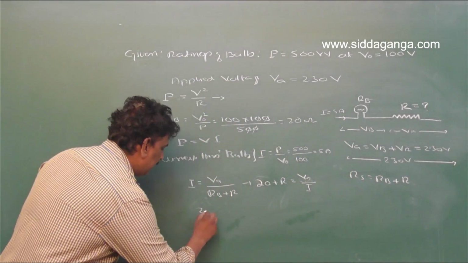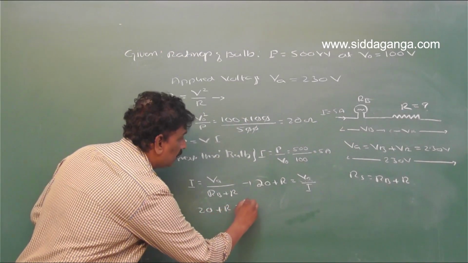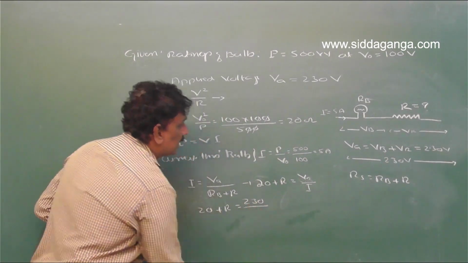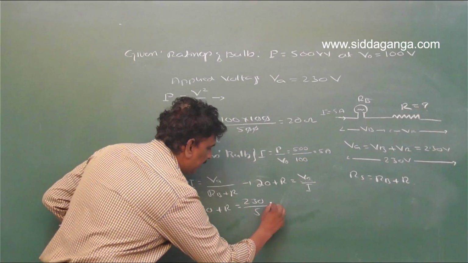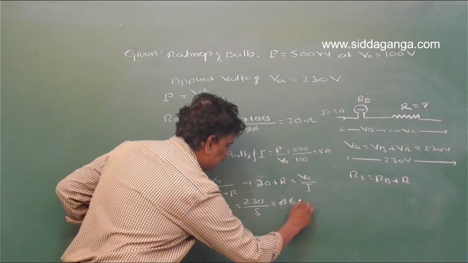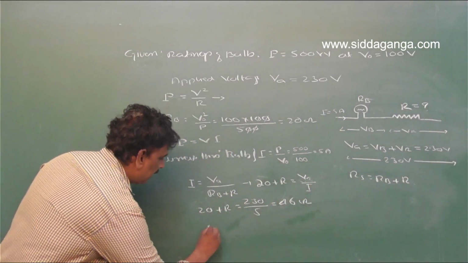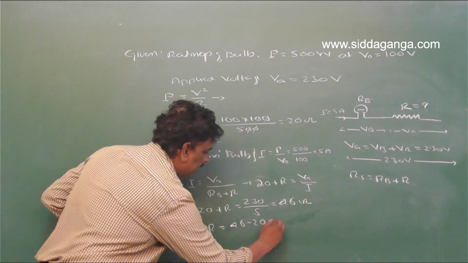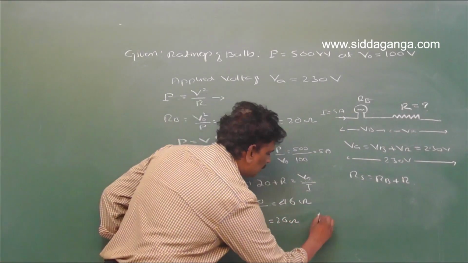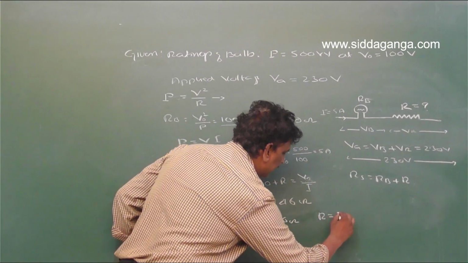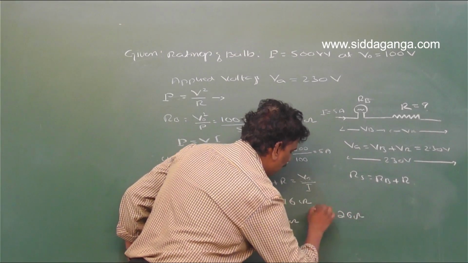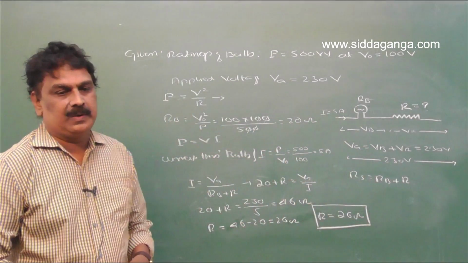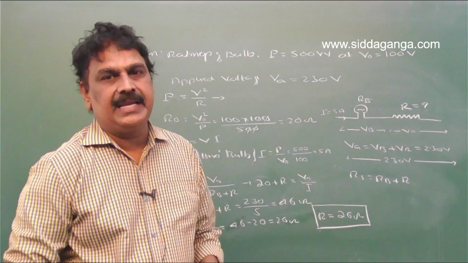So 20 plus R is equal to VA, the applied voltage, 230 by 5. So that is equal to 46 ohm. That means R is equal to 46 minus 20, that is equal to 26 ohm. So therefore the series resistor that has to be connected is 26 ohm. So the answer is 26 ohm.